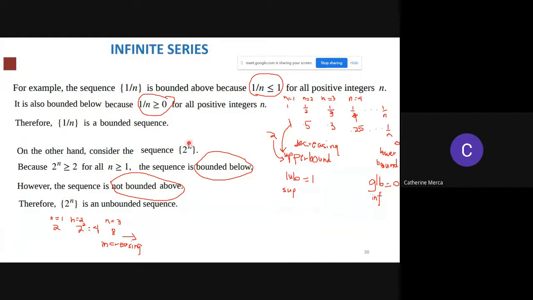Okay. For example, kanina sequence, 1 over n. Wala ako ini-erase para ma-verify ninyo. Okay? 1 over n. When n equal to 1, you will have 1. When n equal to 2, you will have 1 over 2. Correct? Yes, ma'am. When n equal to 3, you will have 1 over 3. When n equal to 4, you will have 1 over 4. So, 1 over n man ang atong sequence.